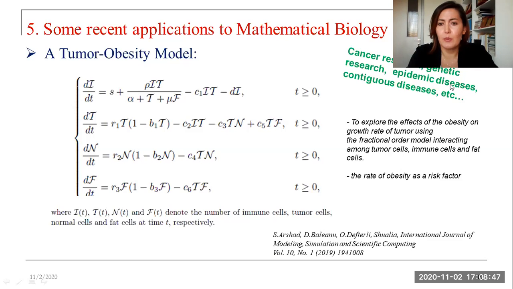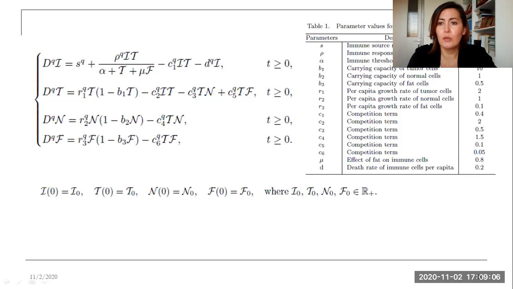Here is one example, and it investigates the effect of obesity on the growth of tumor. The model has four components: immune cell, tumor cell, normal cell, and fat cell. This result was published in 2019. The model contains some parameters. Here is the table for the list of parameters. Here is the fractional model. You see, for the dimensionality issue, we put fraction order. We introduce it also to the parameters.